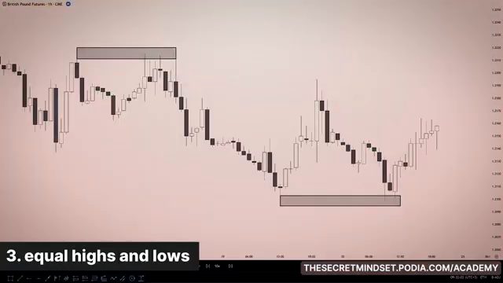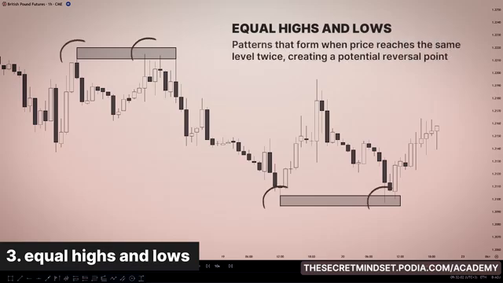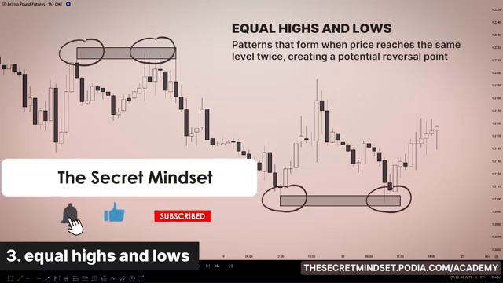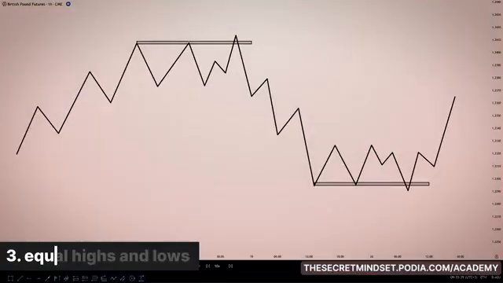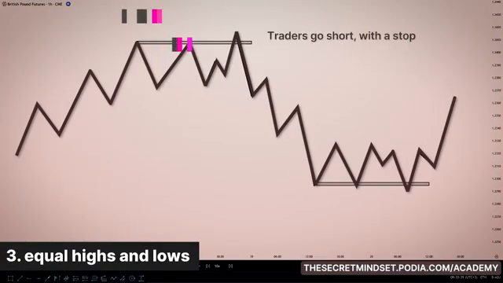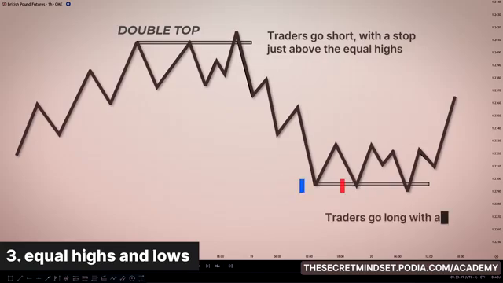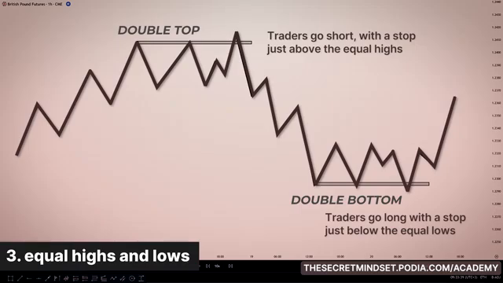Equal highs and lows, also known as double tops and double bottoms, are also exploited by smart money. These patterns form when price reaches the same level twice, creating a potential reversal point. Traders often see these patterns and place their trades accordingly. For a double top, they might go short, with a stop just above the equal highs. For a double bottom, they might go long, with a stop just below the equal lows.